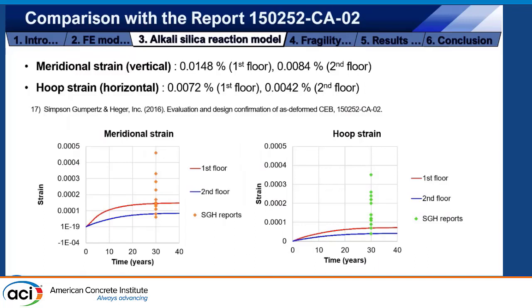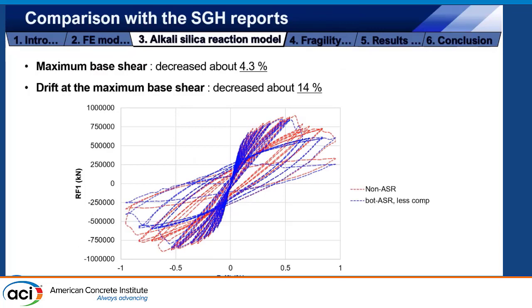So in the analysis result, as you can see, the strain in the meridional direction, which means the vertical direction, is about 0.0148% in the first floor. And for the hoop direction, it is about 0.0072% in the first floor. So there is a little bit of difference with the reported value, but we decided that this level is very similar and try to use this for the further analysis.